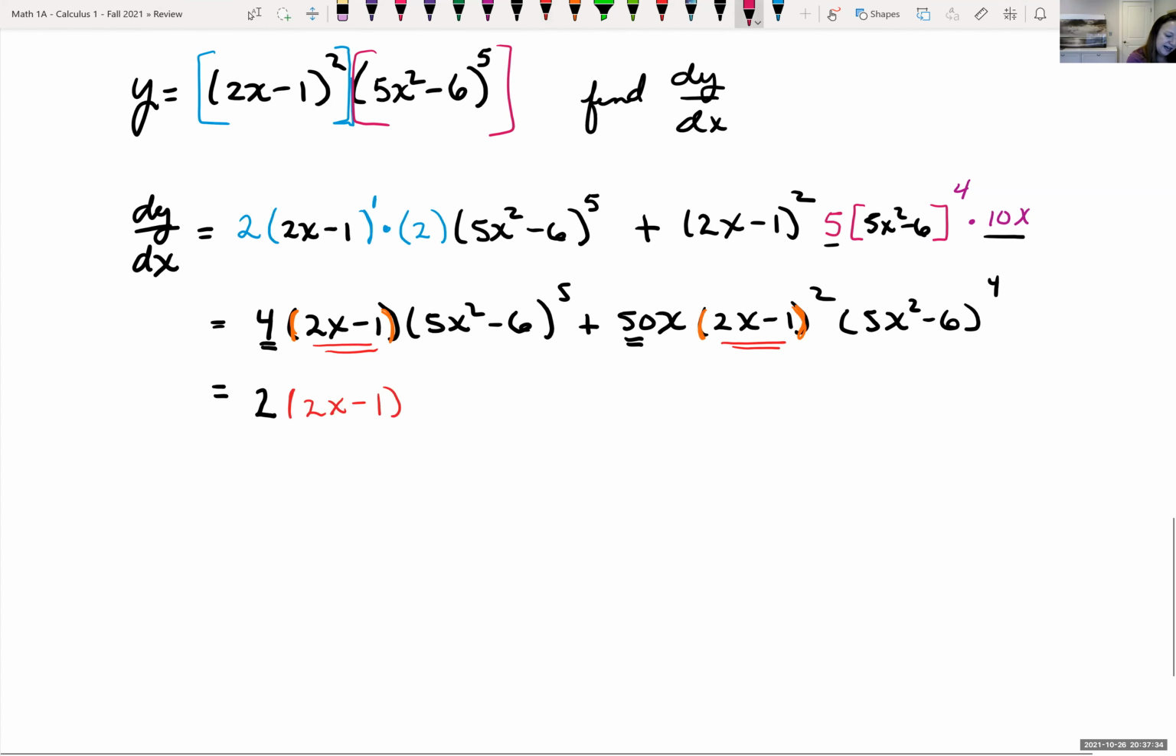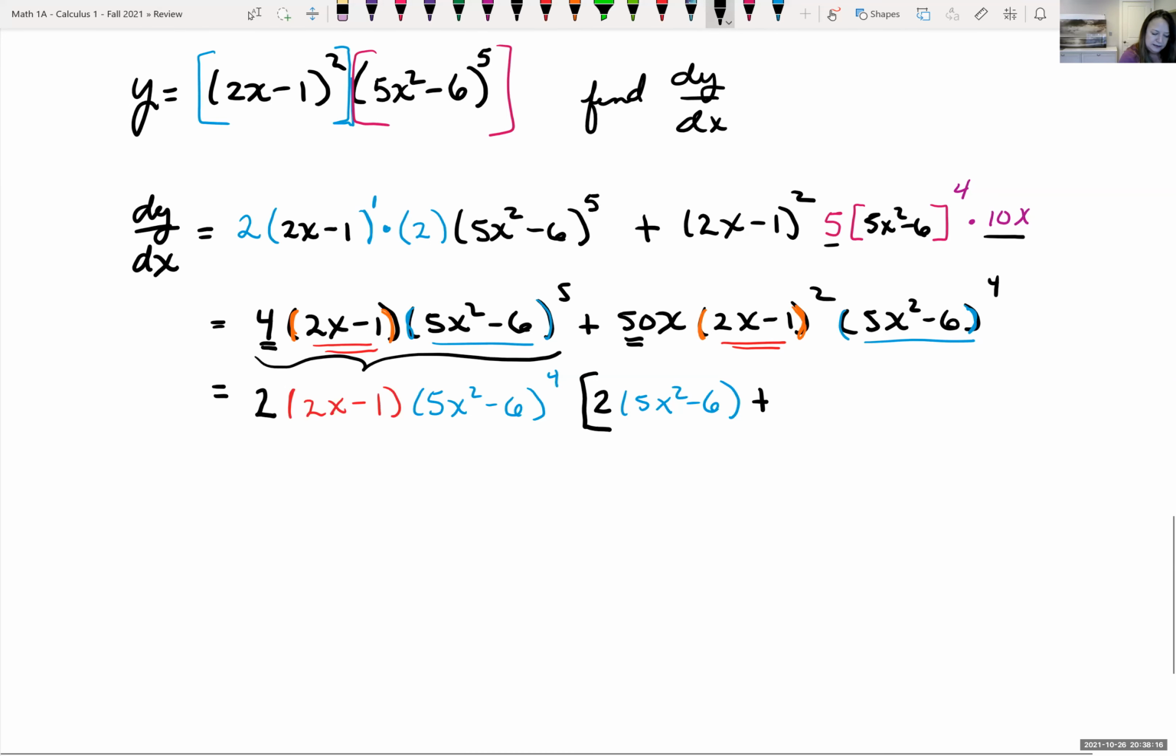And then if I look at this 5x squared minus 6 to the 5th, there's 4 of those that we have in common that we can pull out. So 5x squared minus 6 raised to the 4th power. So what we have left once we pull that out of this first grouping, well, we need a 2 to make that a 4. We pulled out all the 2x minus 1s, and we need one more 5x squared minus 6 to make that 5 of them.